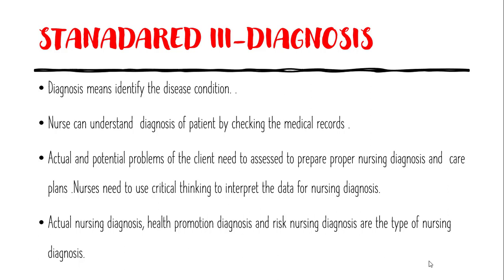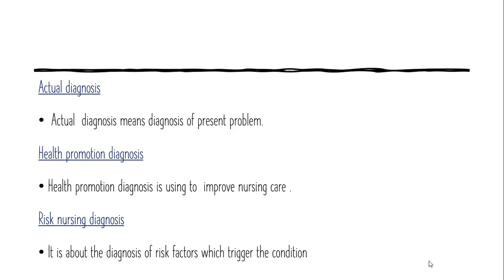First, we will see what actual nursing diagnosis is. Actual nursing diagnosis means diagnosis of the present problem. Health promotion diagnosis is used to improve nursing care or health care. Risk nursing diagnosis is about diagnosis of risk factors which trigger the condition or the mental health problem.